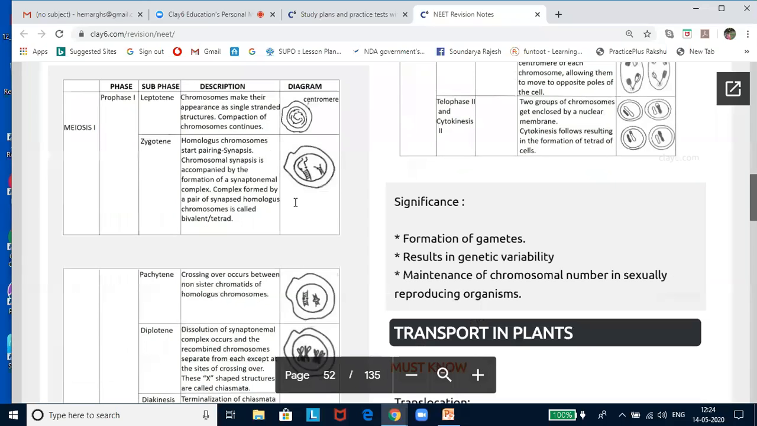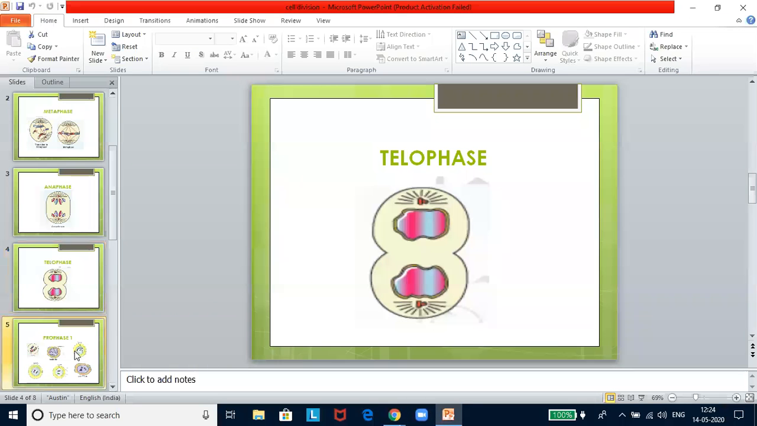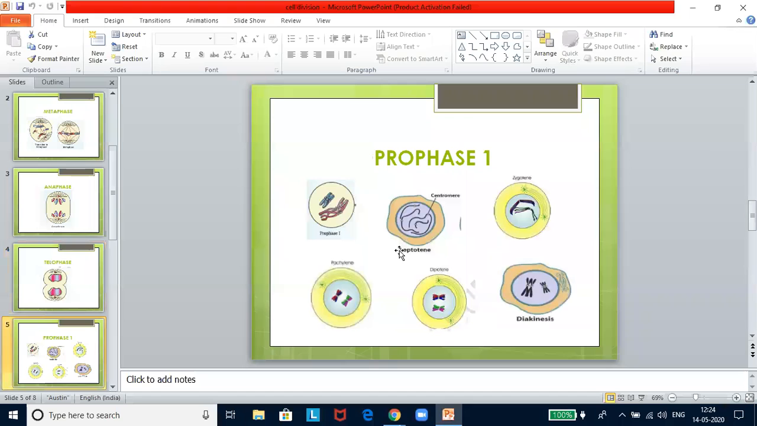Now, this is about meiosis 1. The details are all given here. Now, for a better explanation, I'm going to show you in the slide. Now, let us look at prophase 1. This is the cell under prophase 1, and these are the substages. That is leptotene, zygotene, pachytene, diplotene, and diakinesis. Now let us look at each stage here.